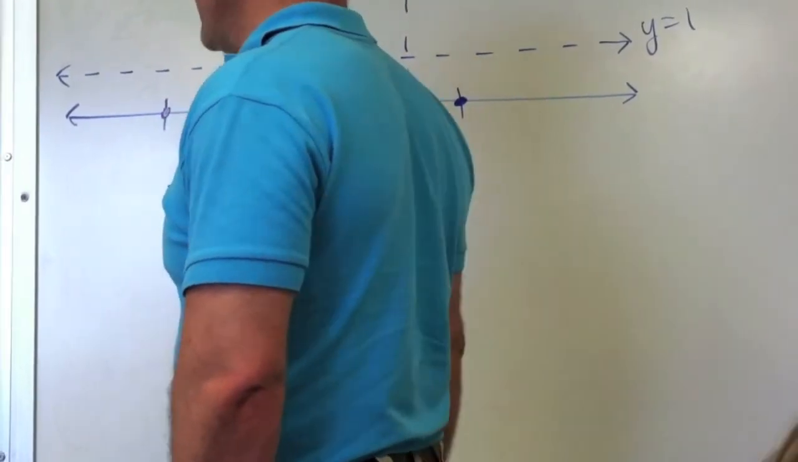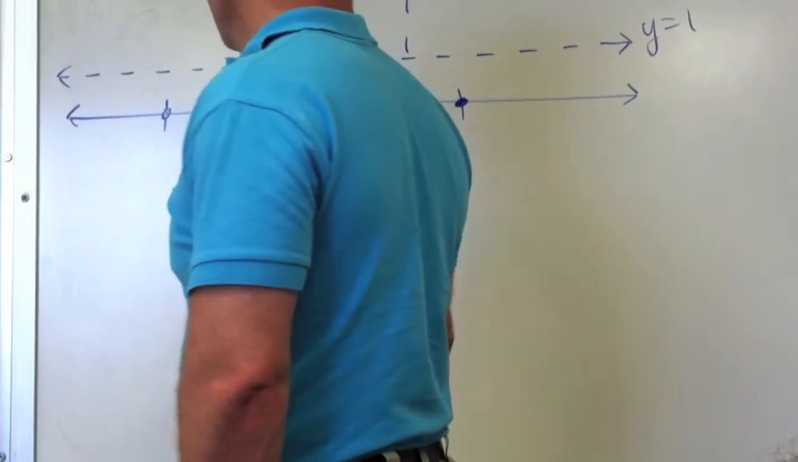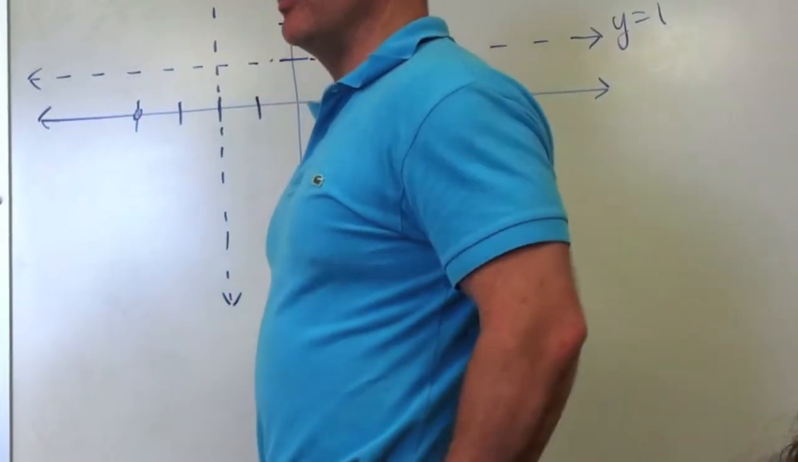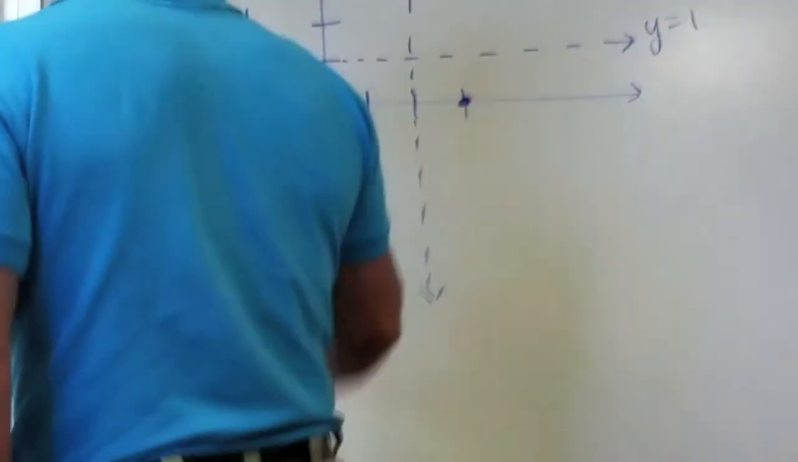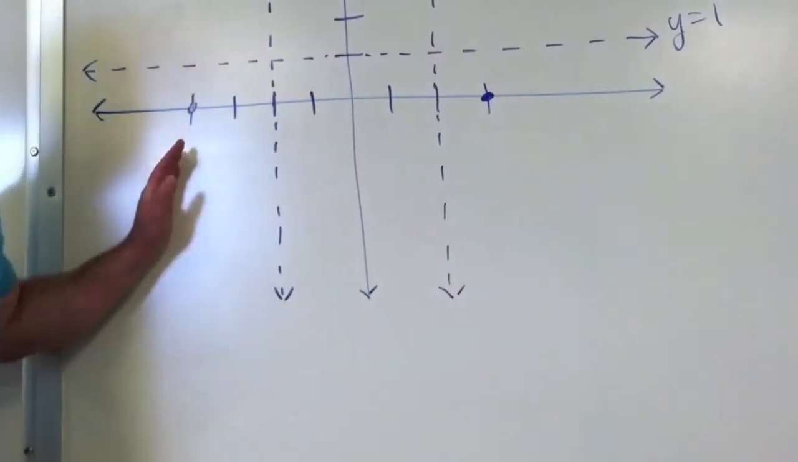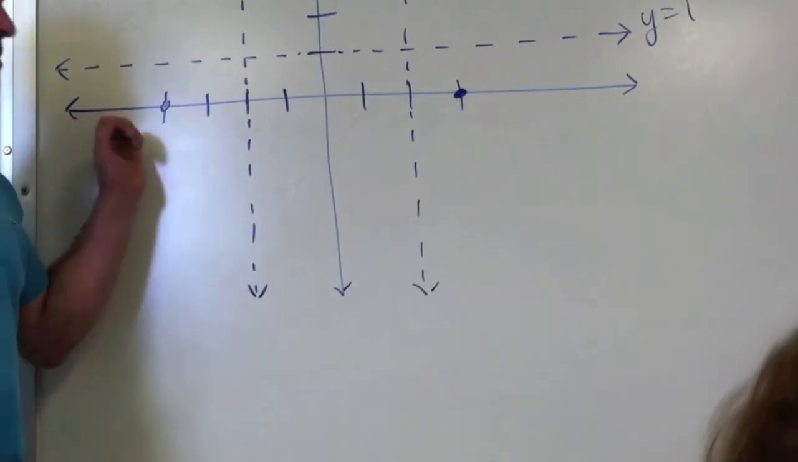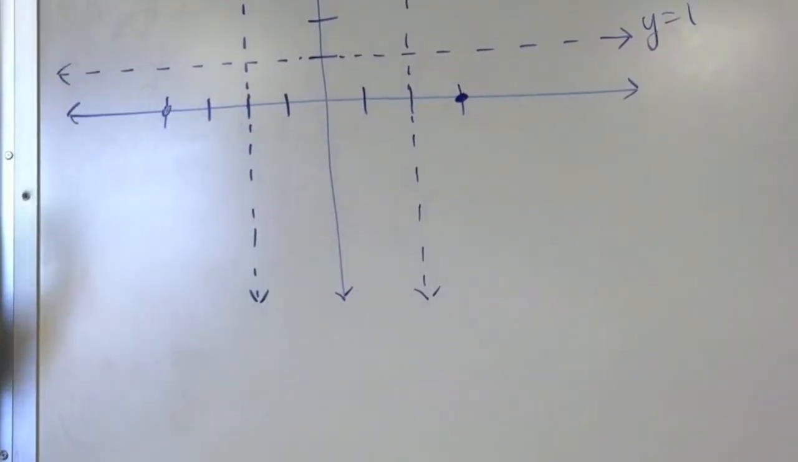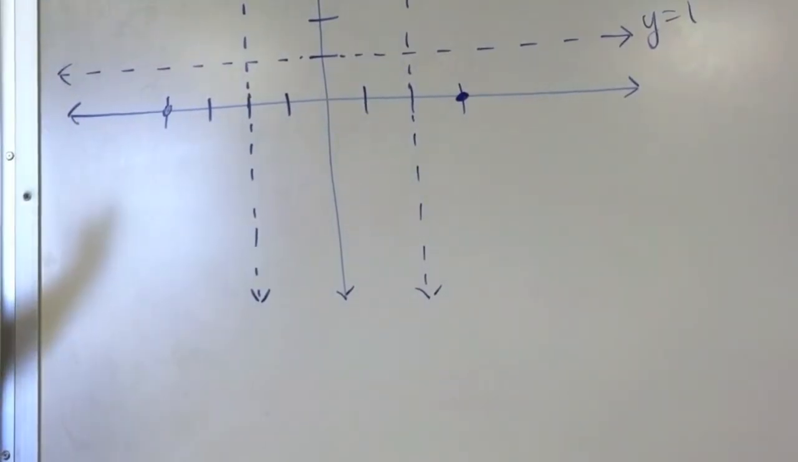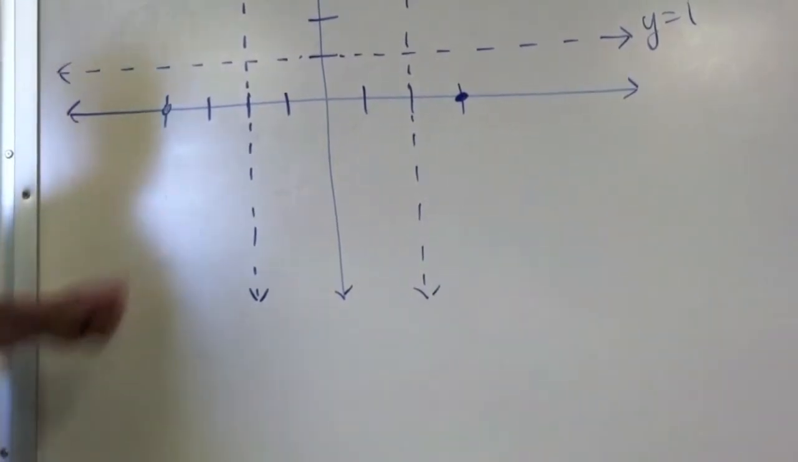Okay, now, sign analysis. We have to know whether it's positive or negative in each interval created by interesting points on the x-axis. And our interesting points on the x-axis are our zeros and our asymptotes. So here's -4.